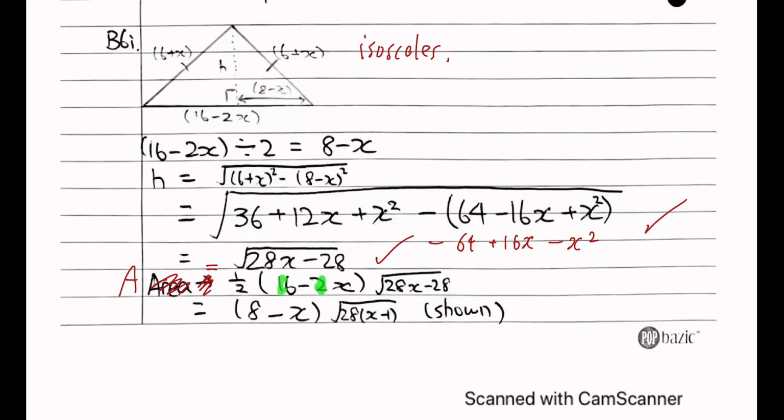16 minus 2, we can factor out a 2, become 8 minus 1x. 2 times half becomes a 1. You don't need to write it down. Good. You can also factor out 28 from 28x minus 28 within the square root sign. Okay, very good. So part 2, find the value of x which makes A maximum.